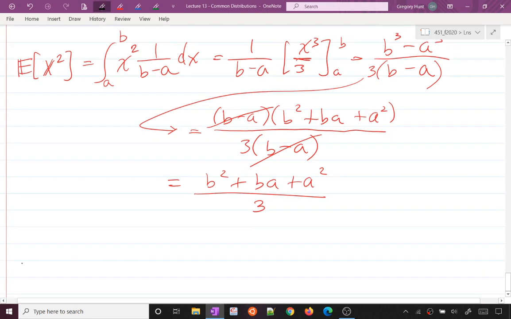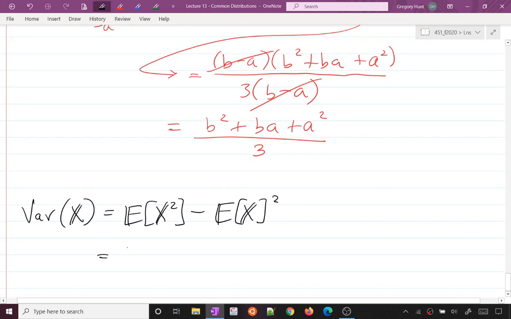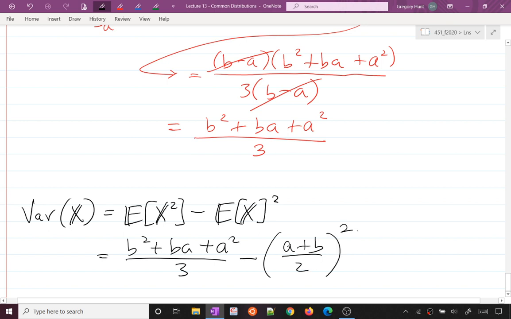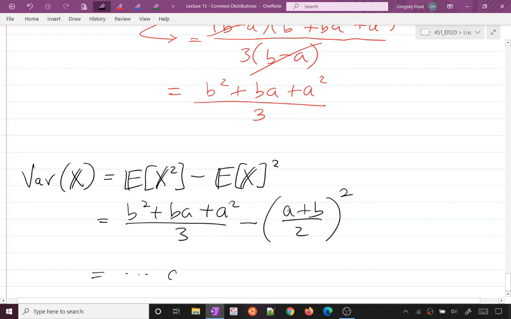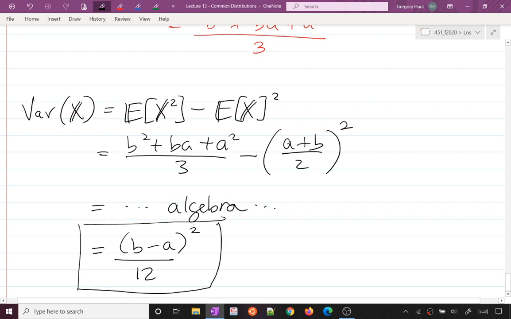If we want to actually calculate my variance, I can use my shortcut formula: expected value of the square minus the square of my expected value. And so that is b squared plus ba plus a squared over 3 minus my expected value, which is a plus b over 2, squared. And I'm not going to bore you with the algebra. Do some algebra. You can derive that this is b minus a squared over 12.